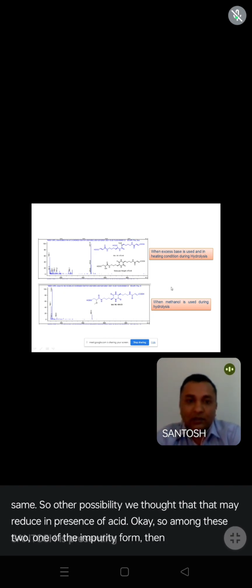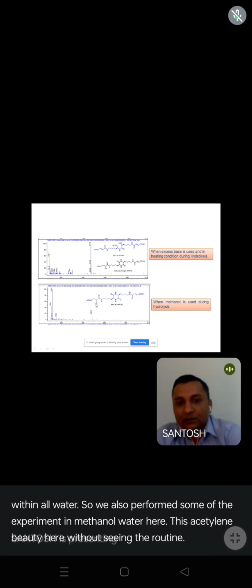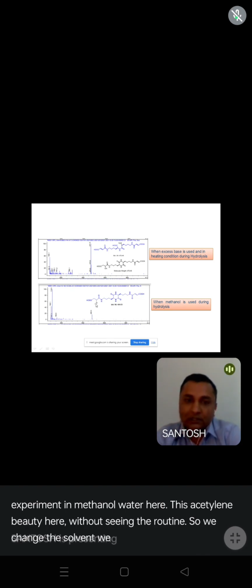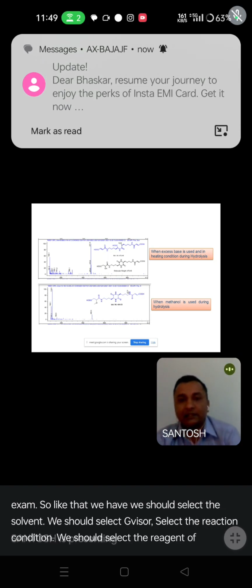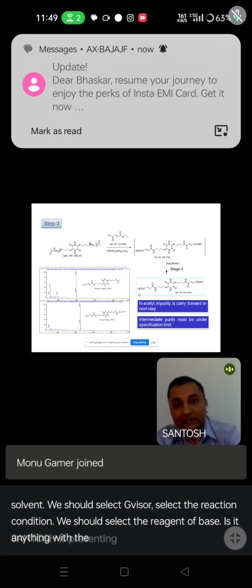For hydrolysis, we generally use a protic solvent like methanol and water. We also performed some experiments in methanol and water, and we ended up with this methoxy impurity. So we changed the solvent to other solvents like tetrahydrofuran for the hydrolysis of the ester. Like that, we should select the solvent, the reaction conditions, and the reagent, whether base, acid, anything, by seeing all these critical steps.